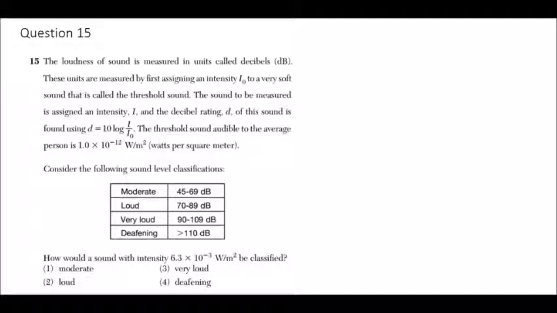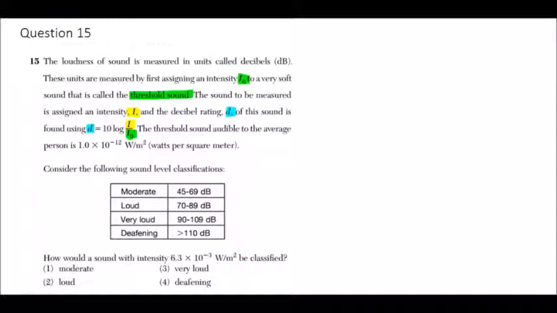We have here the loudness of a sound is measured in units called decibels. These units are measured by first assigning an intensity I.O. to a very soft sound called the threshold sound. So we could see that in the formula here. The sound to be measured is called an intensity, labeled here. And the decibel rating D is found using this equation, D equals 10 log of I over I.O.